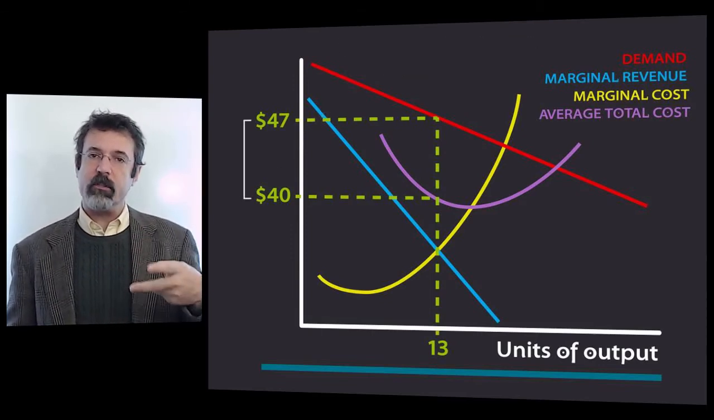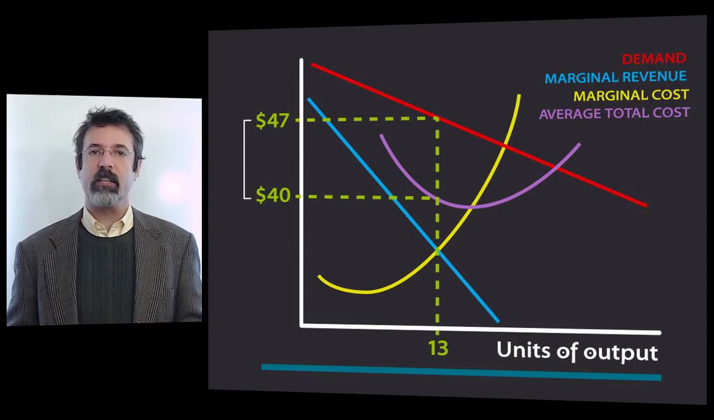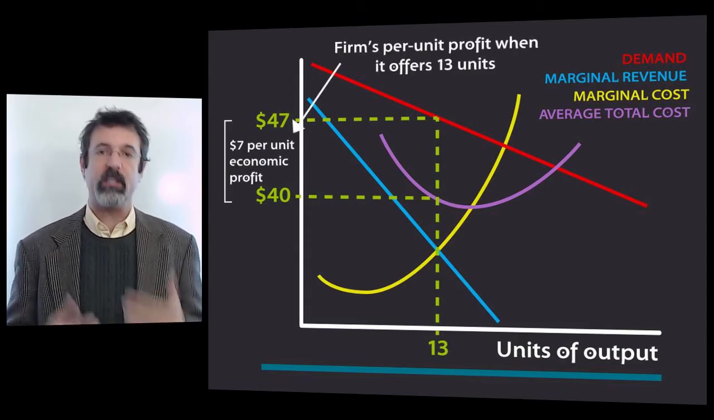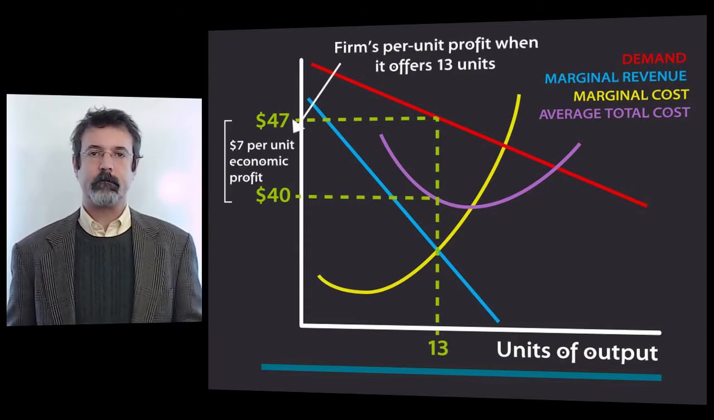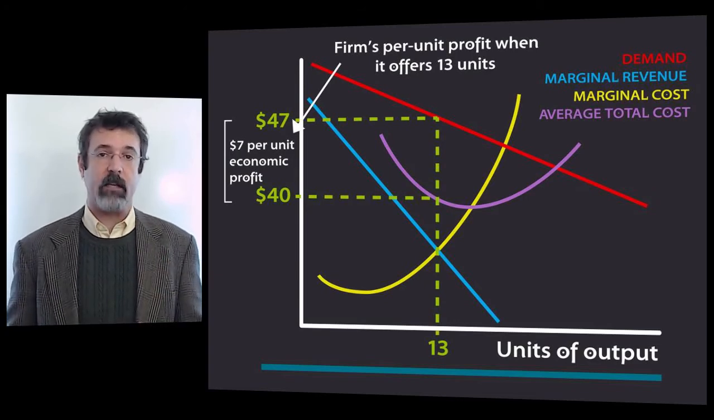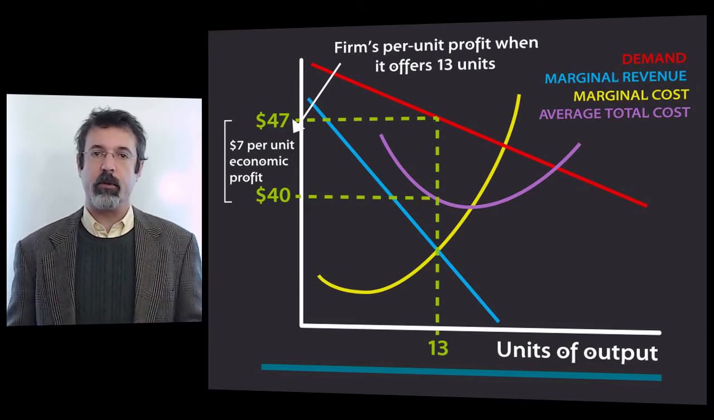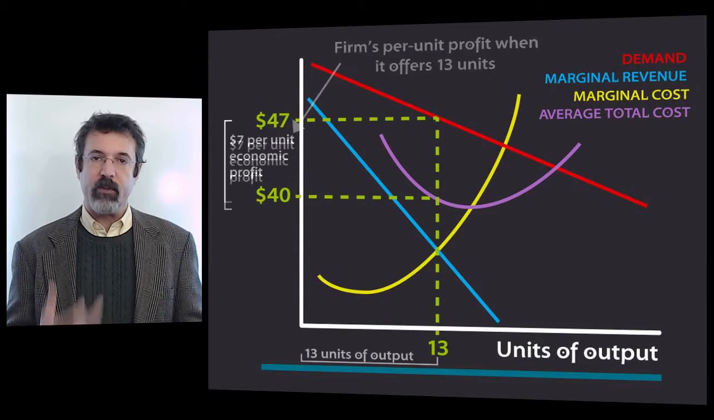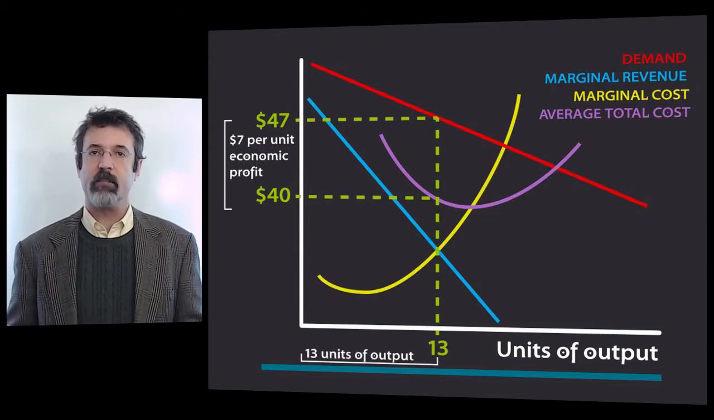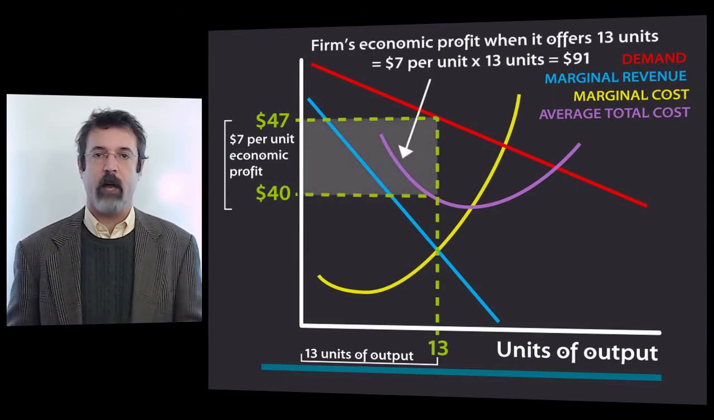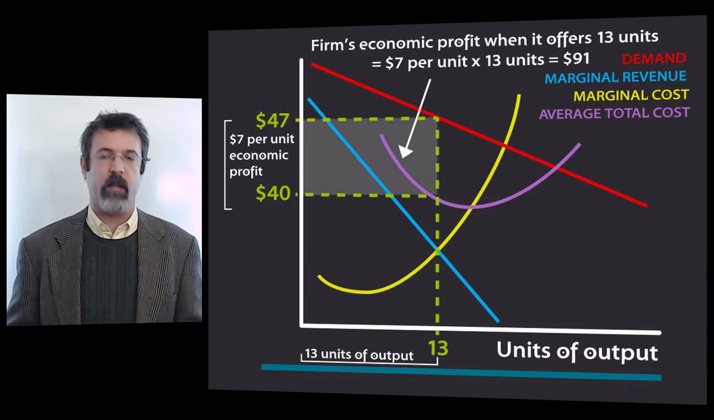So the difference between the $47 and the $40 is a $7 per unit economic profit. The monopoly's total economic profit is the $7 per unit multiplied by the 13 units that the monopoly is producing. So $7 per unit economic profit times 13 units is $91 in economic profit. This is what the monopoly looks like.